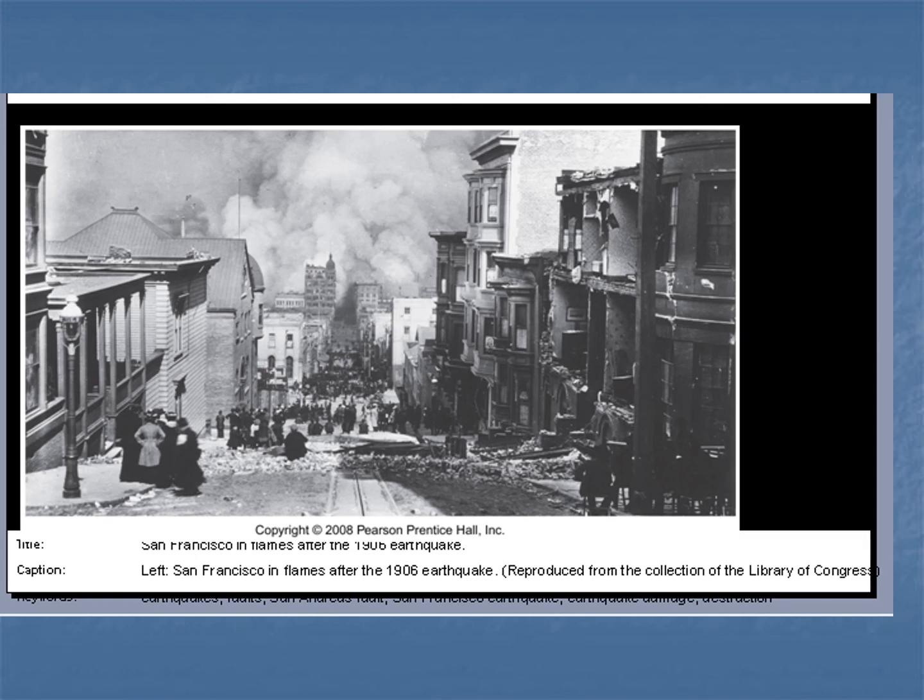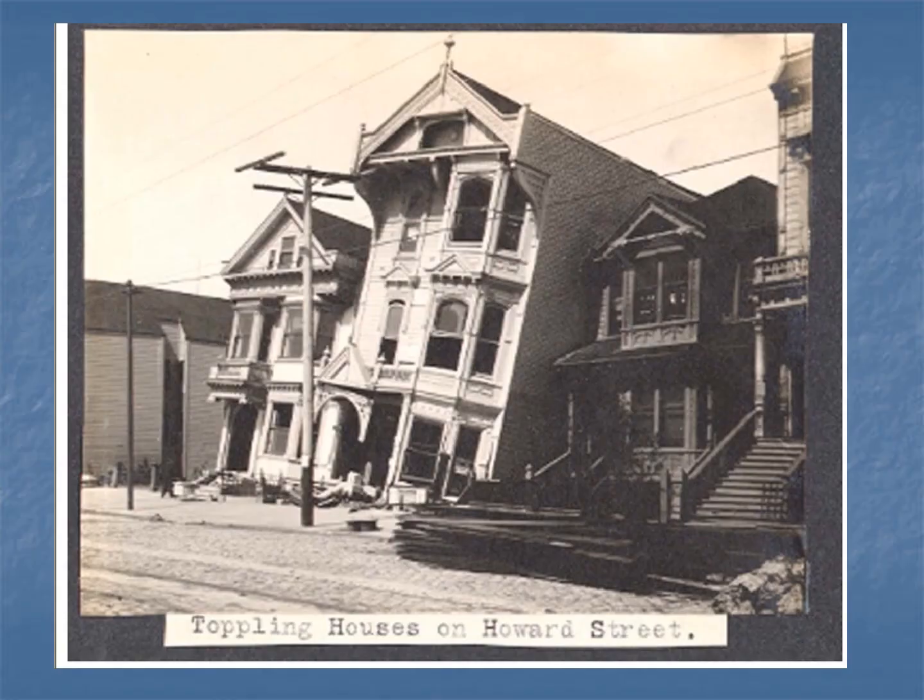I'm going to point out a building over there on the left that looks to be kind of like a light tan color in this black and white image. That doesn't look damaged at all, but also it looks like it's made of wood, not bricks. Here's a toppled house on Howard Street. Yeah, foundation's all messed up. You don't just go back in there and live again.